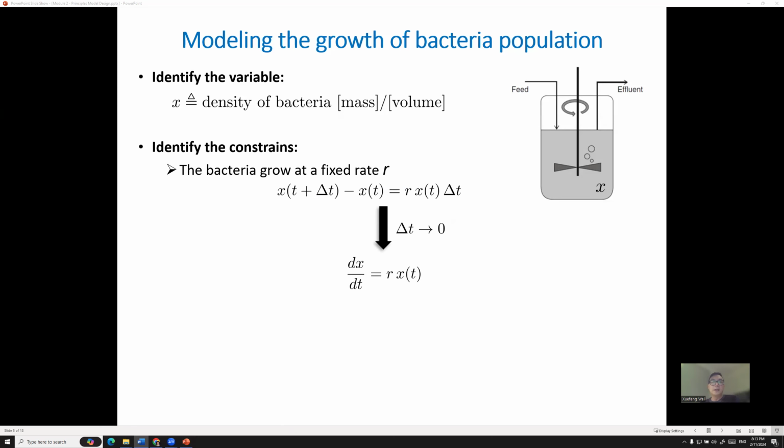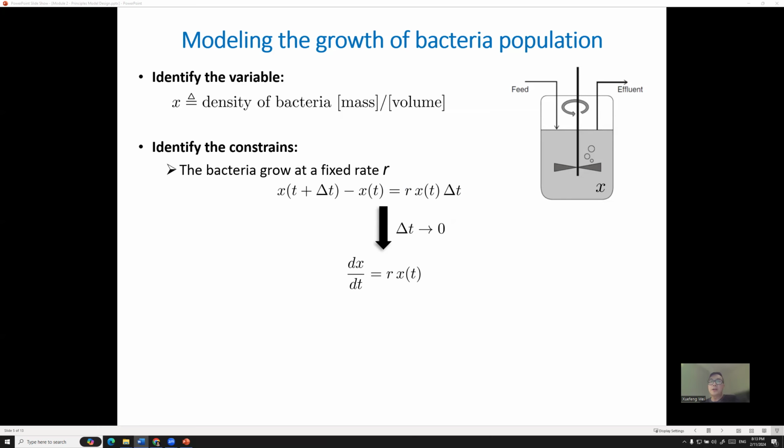So as you can see, if delta t goes to 0, and we move delta t to the left side of the equation, that becomes a derivative. Then we can use this constraint to derive a differential equation describing the evolution of the density x. In fact, as delta t converges to 0, this relationship results in an ODE, an ordinary differential equation.